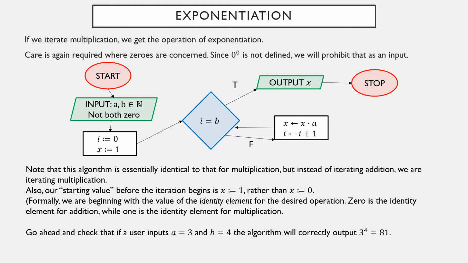Now what you should be able to do is check that if you start with a is 3 and b is 4, this does correctly output 3 to the 4th is 81. So I recommend pausing the video and trying to do this flowchart. Let a be 3, let b be 4, and really go through and check step by step and do all of the relevant computations until you finally get an output and see that it's actually 81.